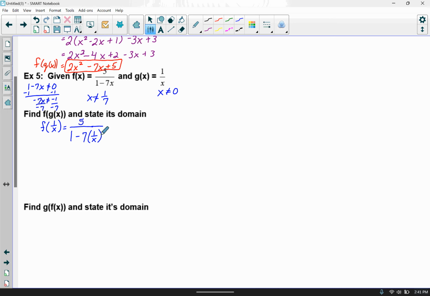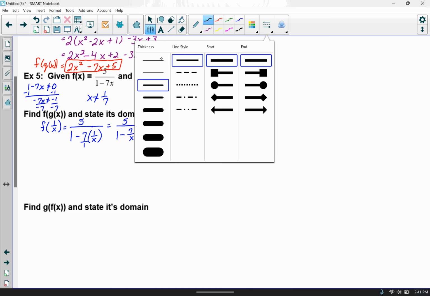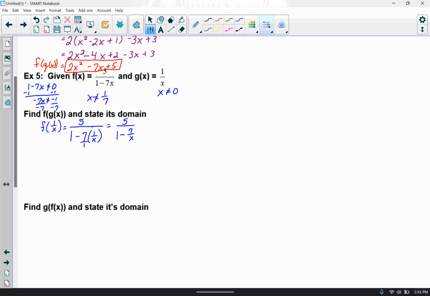Alright, so now let's clean this up. So up top, I'm left with still the 5. 1 minus, now on the bottom, you can think of this as 7 over 1, so we multiply straight across, so that would be minus 7 over x. Now, it's not proper nor legal to leave a fraction within a fraction, so what you do then is you multiply by the common denominator.